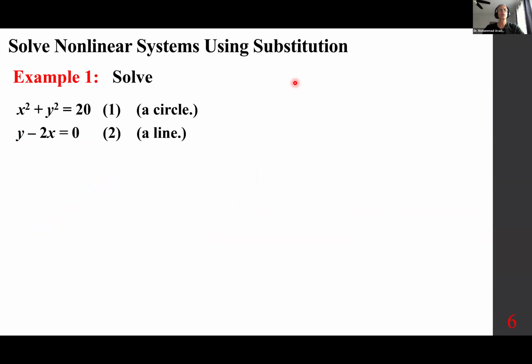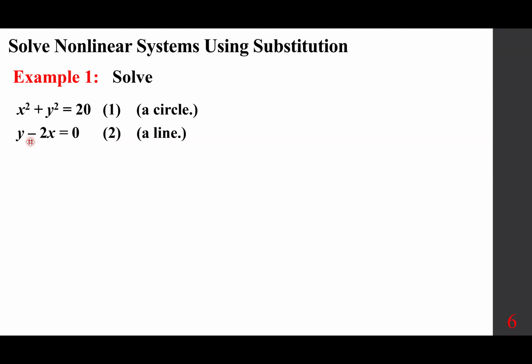Let's look at examples. Example 1, solve x squared plus y squared equals 20, y minus 2x equals 0. You may remember this is a circle. You can even graph this. This is a circle centered at 0, 0 with radius square root of 20. And this is a line. So we are going to go through the process that we have learned. Elimination, substitution, you name it.